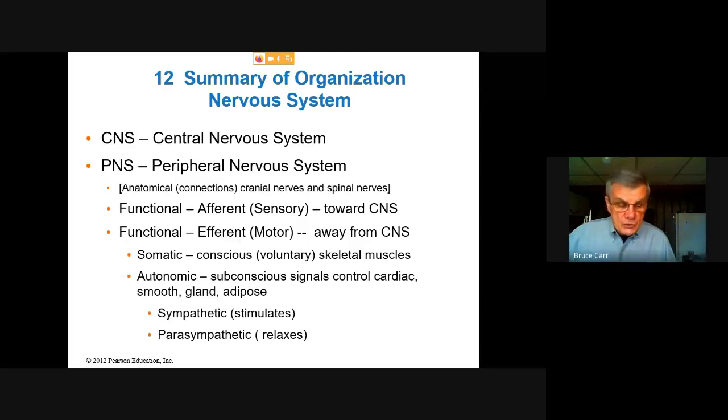In the motor nervous system, we have the somatic system, which is all of our conscious and voluntary skeletal muscles, and the autonomic, those nerves which are beneath conscious control. Subconscious control of things like cardiac muscle and the heartbeat, the smooth muscle, the muscles in the walls of our other organs. Glands, when do we secrete and when do we produce the secretion? Finally, adipose tissue, when do we store fat and when do we release it?